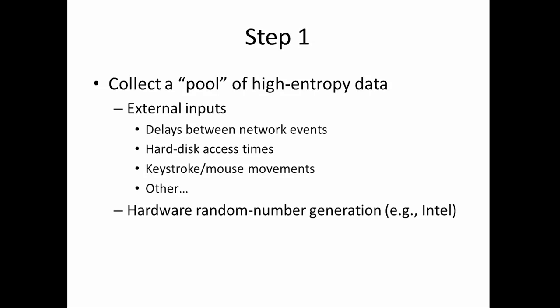So this is why we need that extra step, step 2, in which we process this data to obtain a sequence of independent and uniform bits. In addition to collecting this pool of high entropy data from external inputs, more recently, manufacturers have included hardware level support for random number generation. For example, Intel produces a line of chips in which there's a physical process going on in the chip itself that provides a source of unpredictable data.